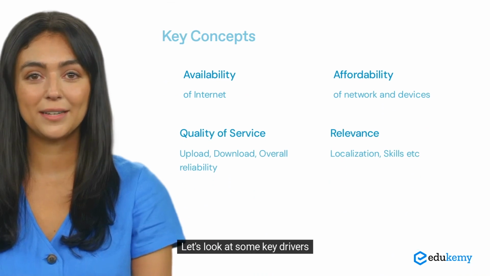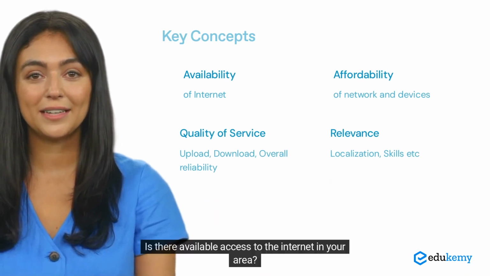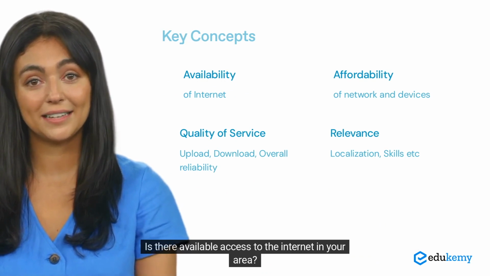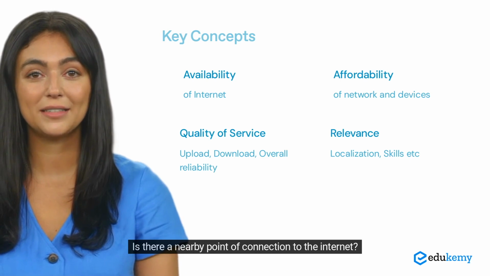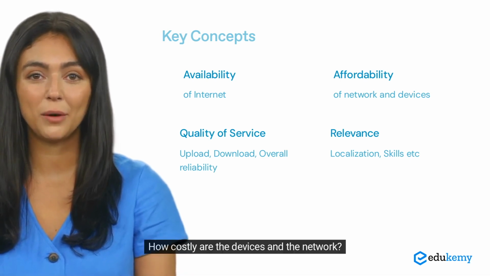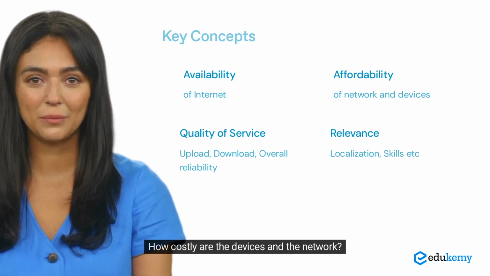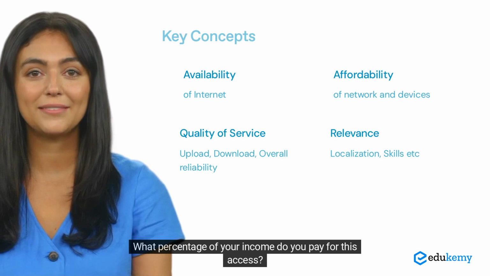Let's look at some key drivers. First, availability. Is there available access to the internet in your area? Is there a nearby point of connection to the internet? Second, affordability. How costly are the devices and the network? What percentage of your income do you pay for this access?